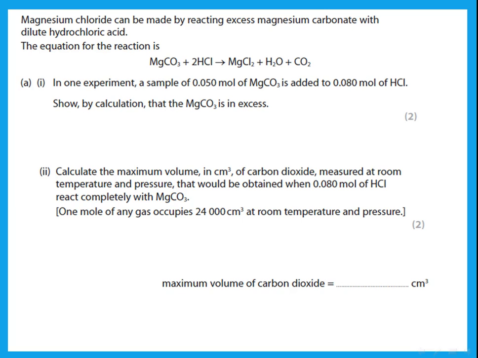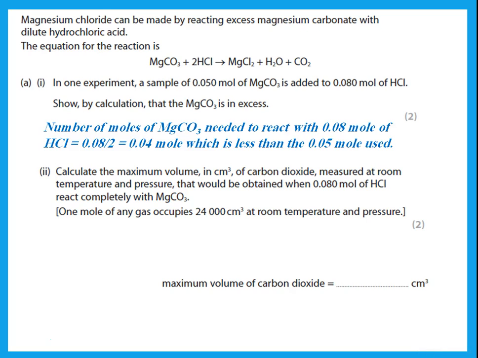Magnesium chloride can be made by reacting excess magnesium carbonate with dilute hydrochloric acid, and this is the equation. In one experiment, 0.05 mole of magnesium carbonate is added to 0.08 mole of HCl. So show by calculation that the magnesium carbonate is in excess. Now, the equation tells me what? The equation tells me that the number of moles of magnesium carbonate should be half the HCl. Is it half or more? Well, actually it is more.